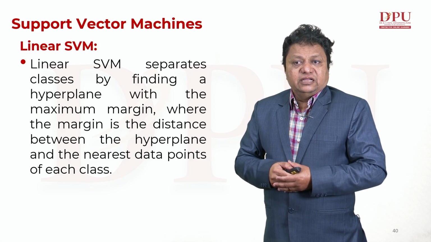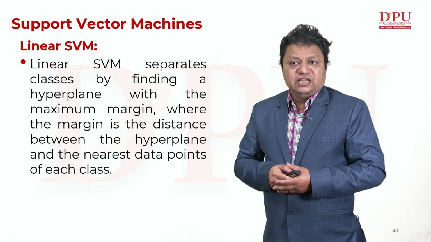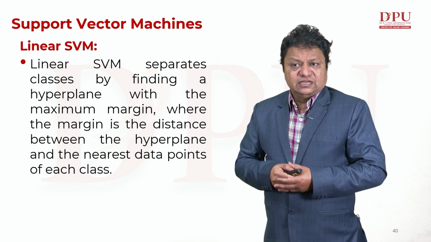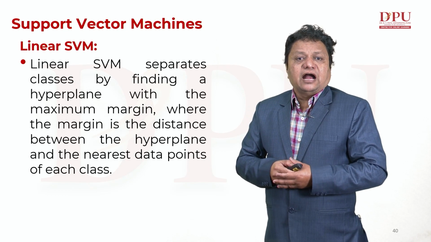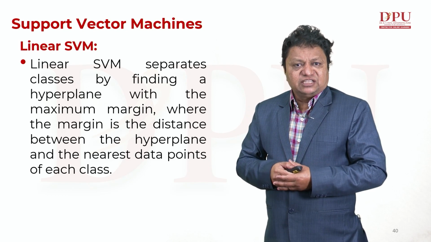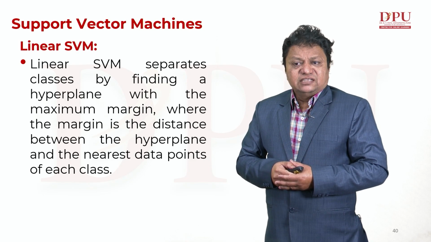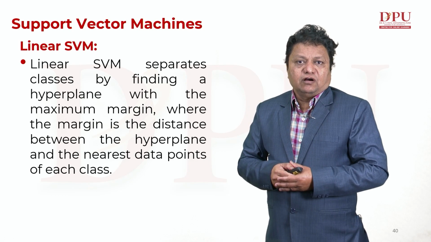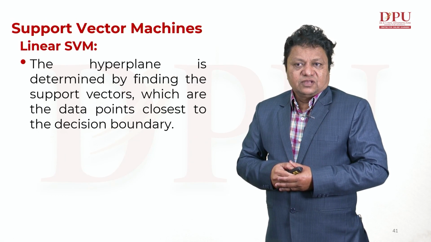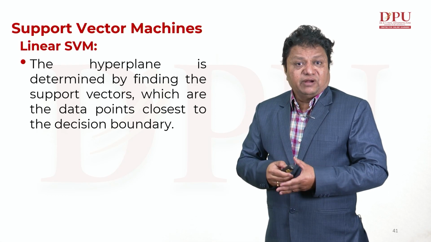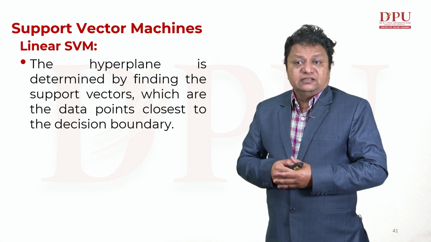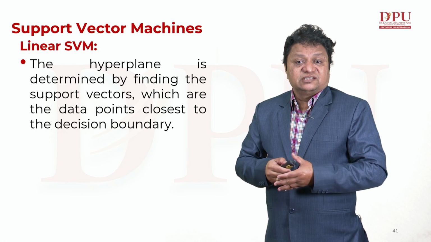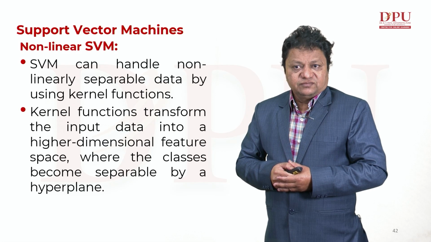Let us understand the linear SVM, that is linear support vector machine. Linear support vector machine separates classes by finding a hyperplane with the maximum margin, where the margin is the distance between the hyperplane and the nearest data points of each class. The hyperplane is decided by finding the support vectors, which are the data points closest to the decision boundary.